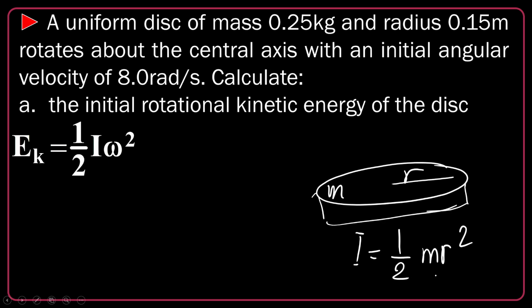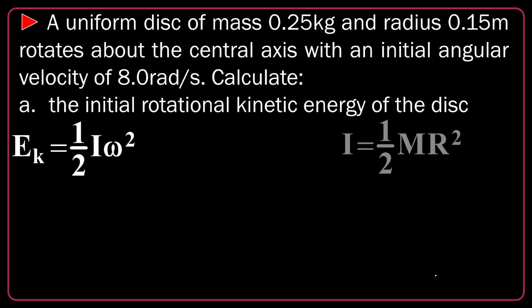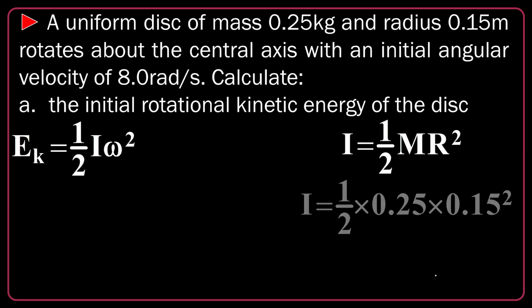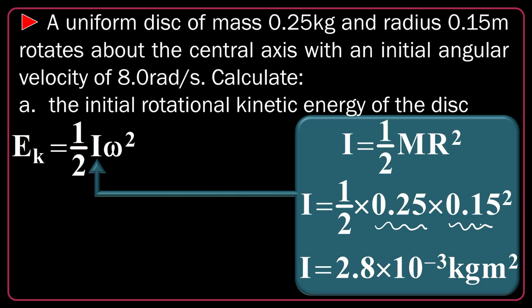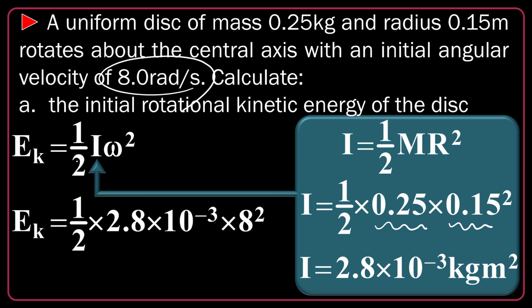For a sphere, it has a different formula, you know. So let's find the I first. I plug in the values, 0.25 kilogram for the mass and 0.15 for the radius. I in SI is supposed to be 2.8 × 10^-3. Then I plug in the I in this formula, and omega is also given, initial omega 8. And the answer is supposed to be 0.09 joules. This is the kinetic energy, the initial kinetic energy of the object.